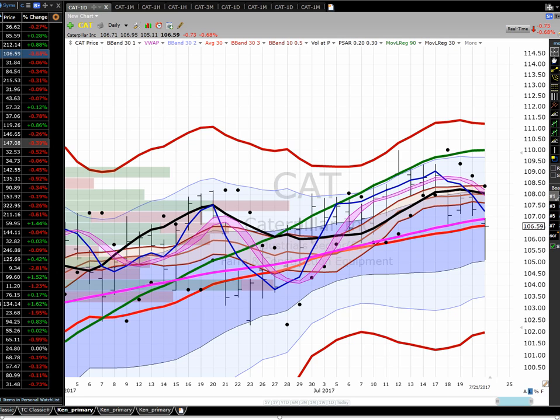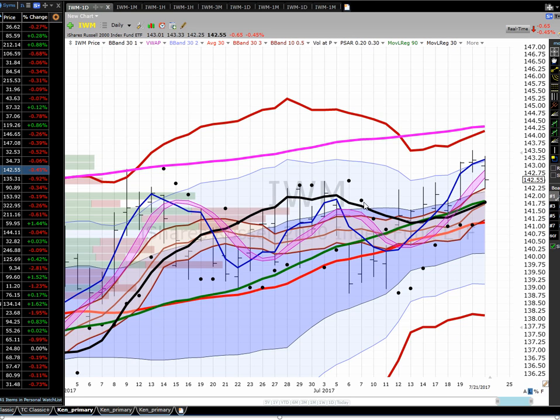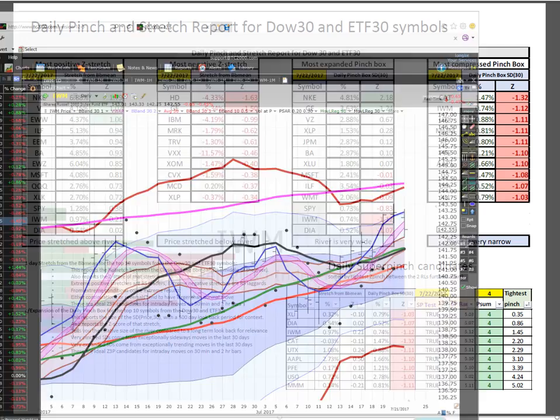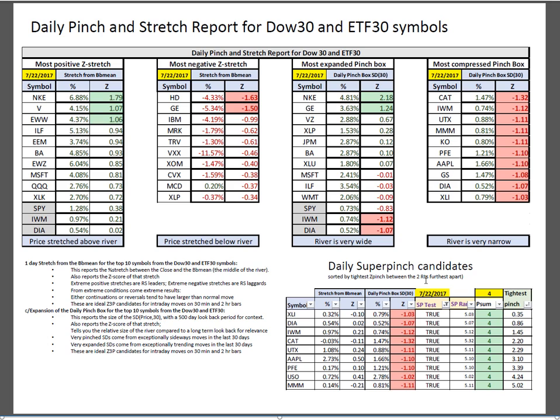And then IWM was the other one we want to look at. The river is narrow, and there's minimum deviation between the RL270, the 10, the 30, and the 90, so they're all tightly clustered. So what we show on this one then is when the regression lines are tightly pinched, the tightest pinch means how much Z difference is there between the regression lines. XLI is the least difference of opinion of those regression lines. So let's see what XLI looks like.